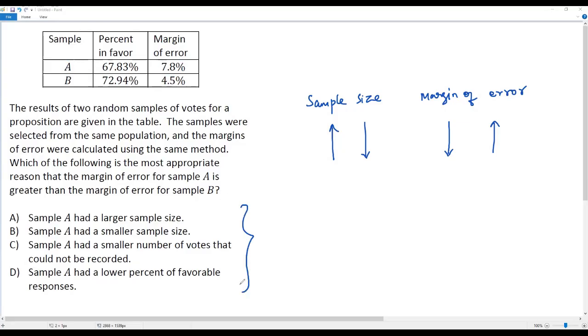In the given answer choices, we have to find the one which says the size of sample A is smaller. That is in answer choice B. That is sample A at a smaller sample size. The correct answer choice for this question is B.